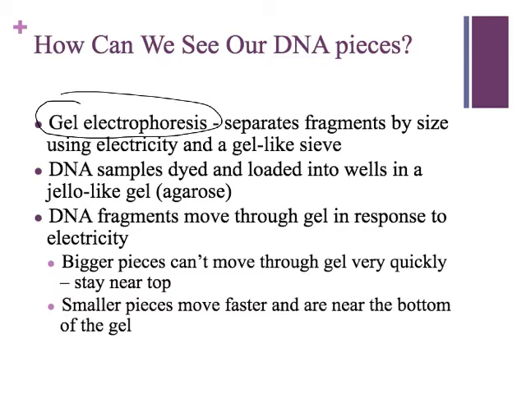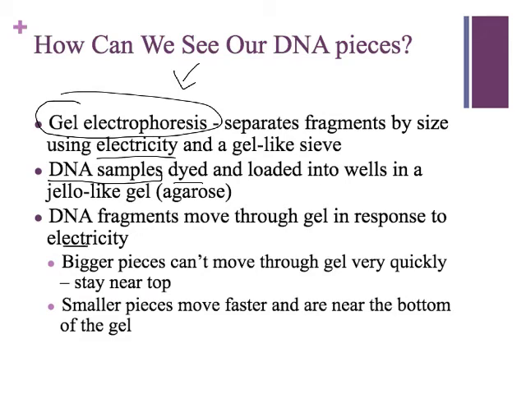So the way a gel electrophoresis works, it's literally a gel. It's kind of like a thick jelly. And it's set up so it has electricity running through it. And I add DNA to my gel, and I dye it so I can see it. And when I turn on the electricity, the DNA starts moving through the gel.